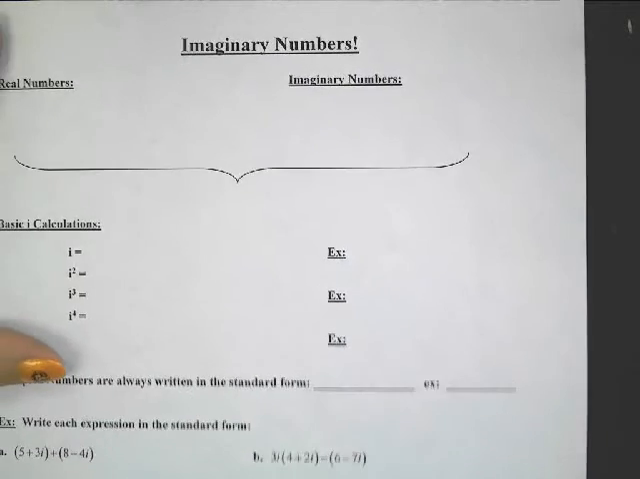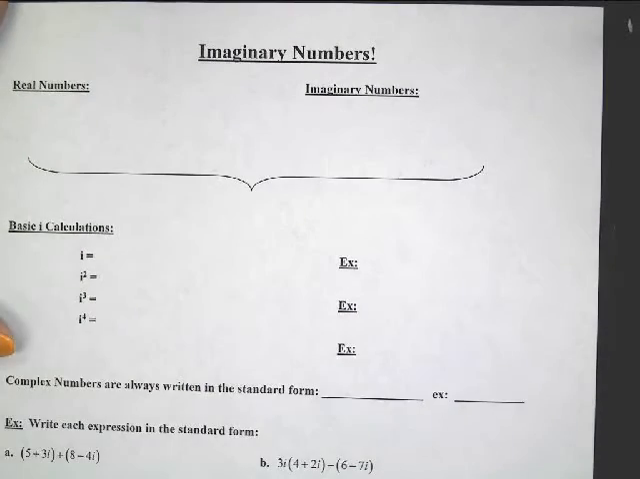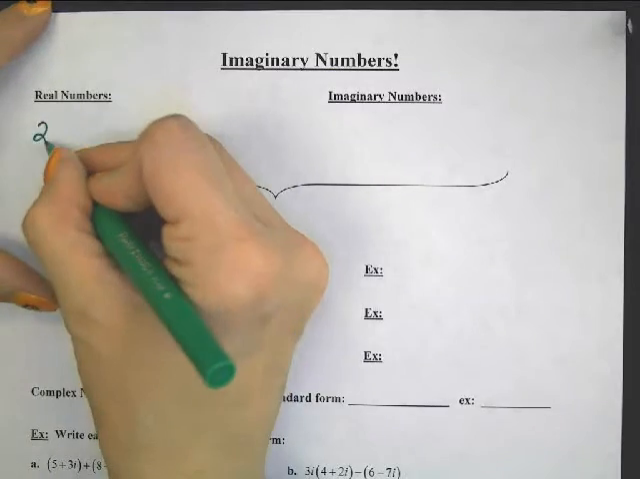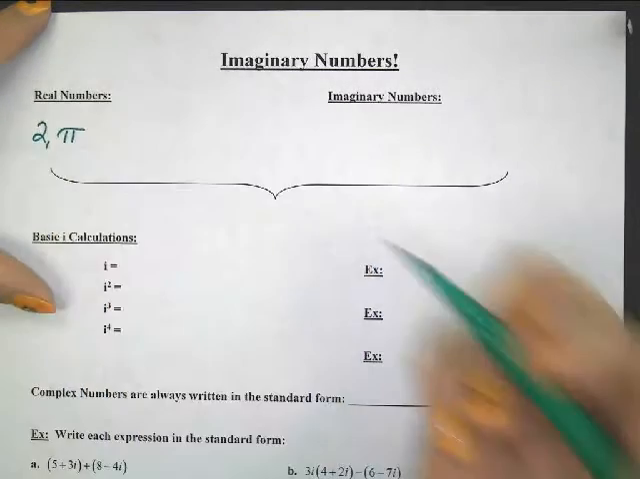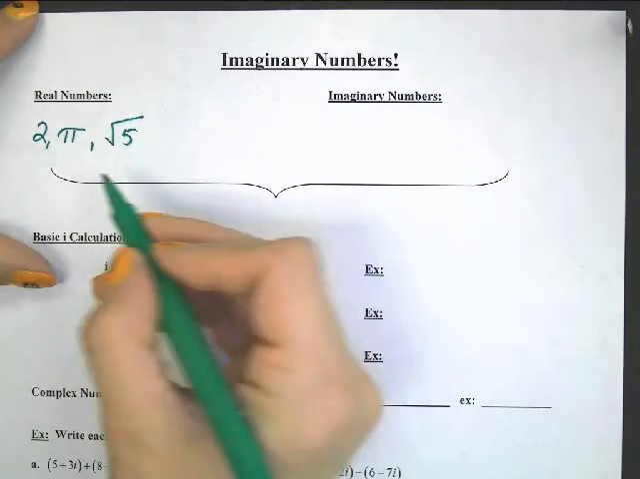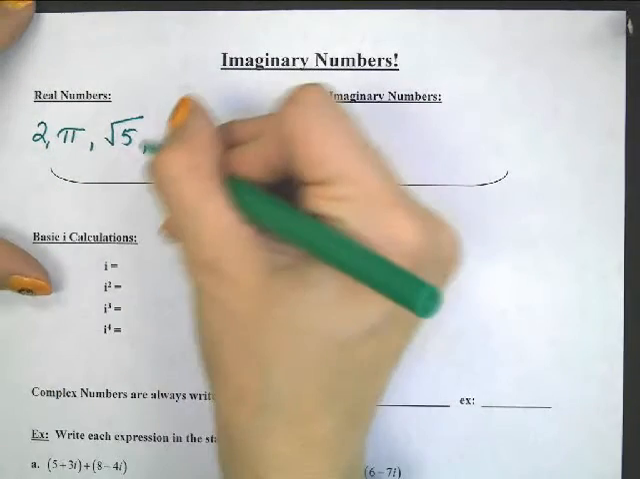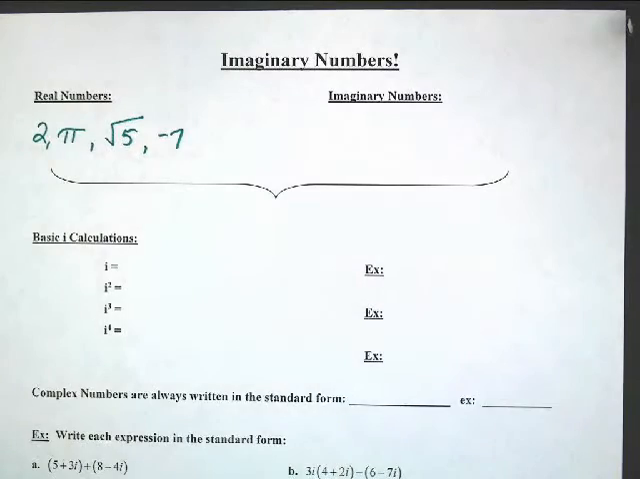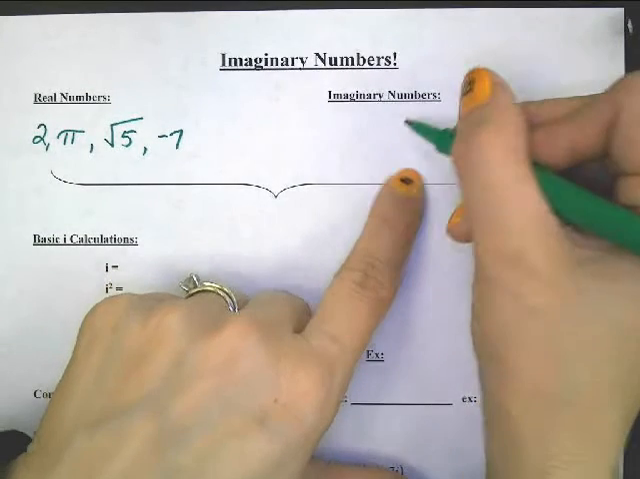Okay, now we're going to take a look at imaginary numbers. Just do a little refresher on this. Okay, so what are real numbers? Like 2, pi, that's even real, radical 5. Okay, they could be rational, irrational, they could be negative 7. Those are all real. Now, what's imaginary?